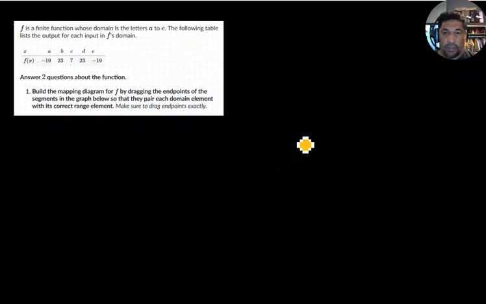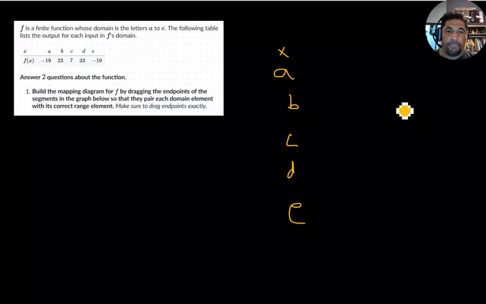Okay, invertible. That means if we inverse it, it still remains a function. So we have here as a domain of x: a, b, c, d, and e. Then we have the list of numbers here. Let's write them out from smallest to biggest. So we have negative 19, 7, and 23.